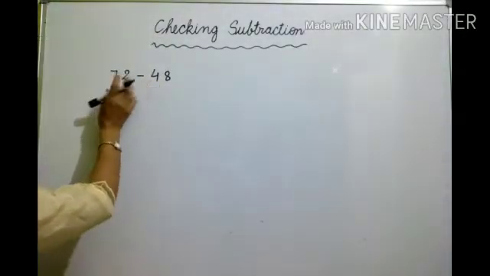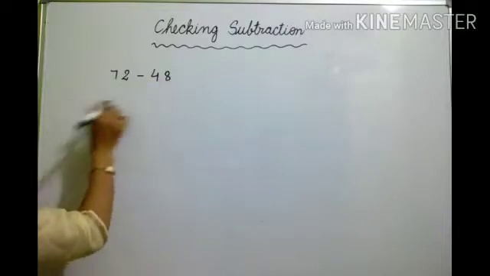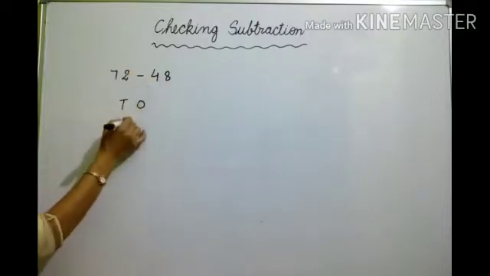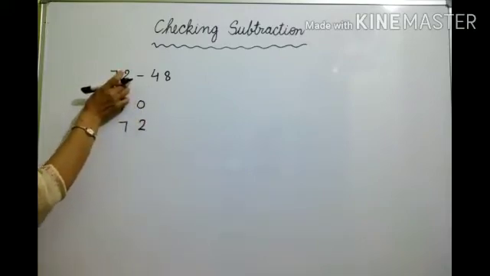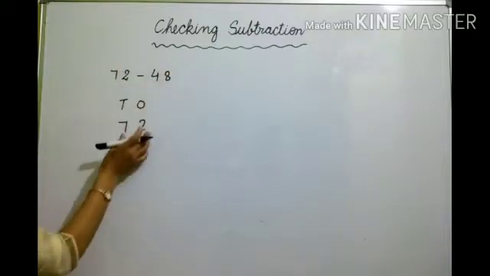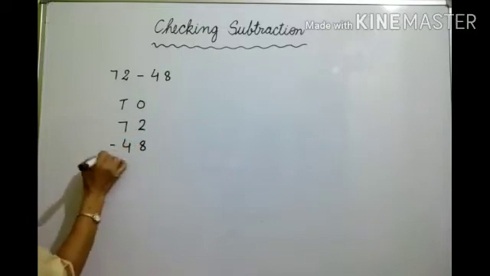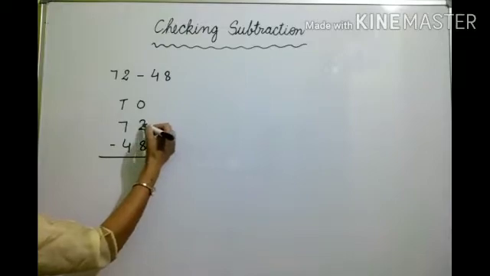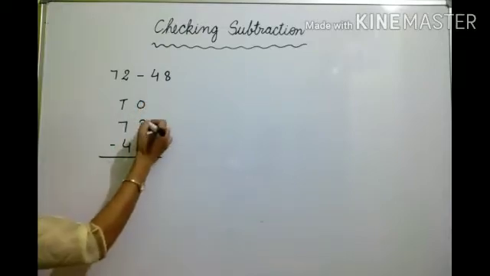We have the question 72 minus 48. First we do subtraction. 72 is the largest number and 48 the smallest. So you will write the smaller number downside and the larger number upside.